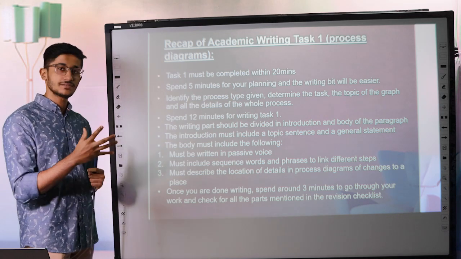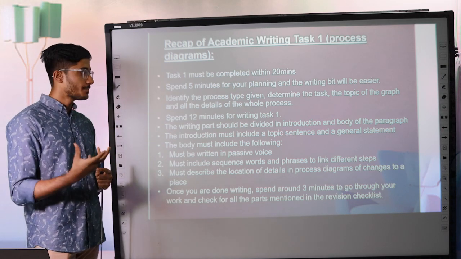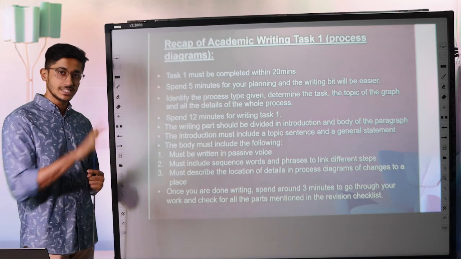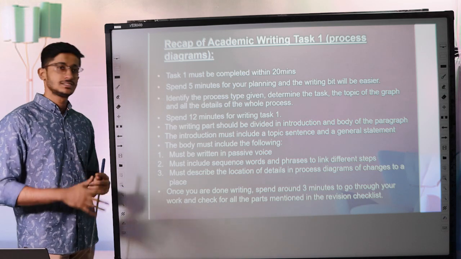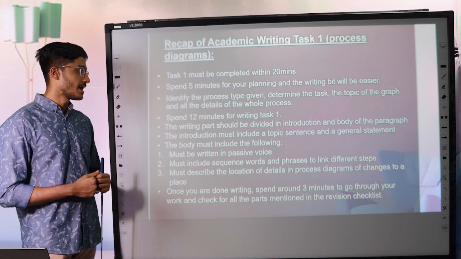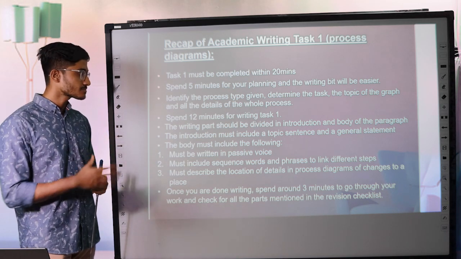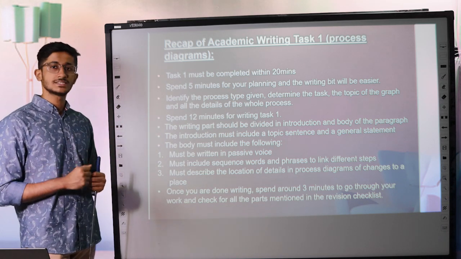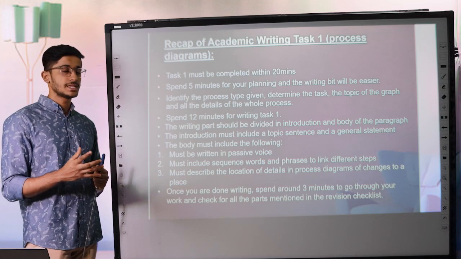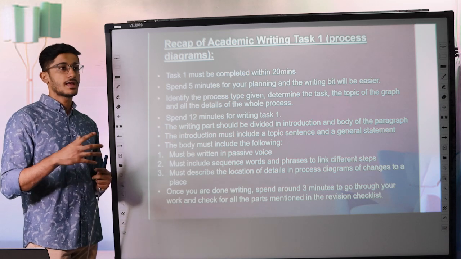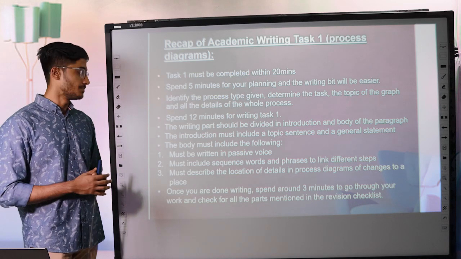So you have to identify the process diagram that is given. You need to determine the task, the topic of the graph, and understand all the details of the whole process. Then once you have done that, you start writing. Spend about 12 minutes to write, and the writing part should be divided into the introduction and the body of the paragraph. The introduction must include a topic sentence and a general statement. These two sentences are basically going to effectively help the reader understand what the diagram is about and what the essay will be talking about.